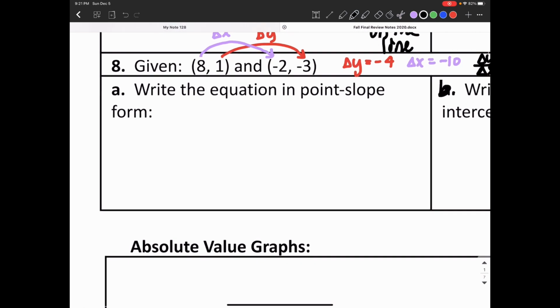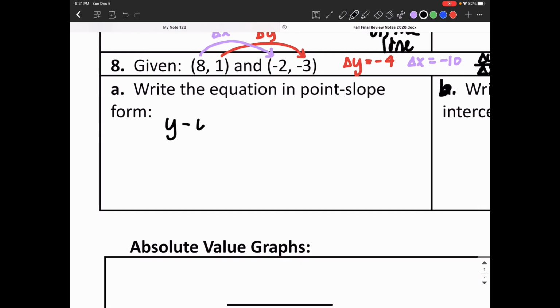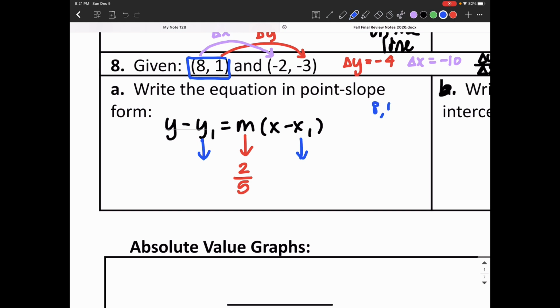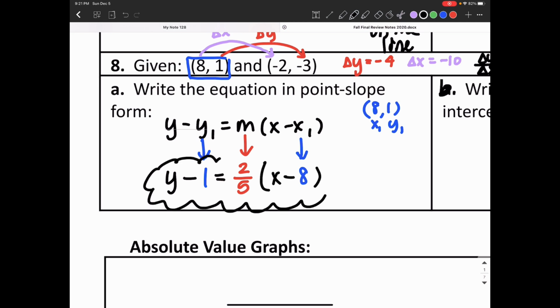I want to write the equation in point slope form. So point slope form I know is y minus y1 is equal to m times x minus x1. So I'm just going to plug in all the information that I know. The m I know is 2 over 5. And then I just pick one of these 2 points. I'm going to pick the one that only has positive numbers, and I'm going to plug it in for x1, y1. So 8 comma 1 is x1, y1. X1 is 8, y1 is 1. And then I just plug in the rest of the formula. So I have y minus 1 is equal to 2/5 times x minus 8. And this is my point slope form.